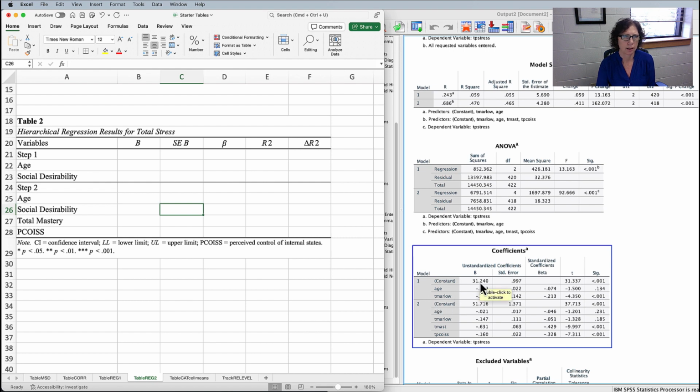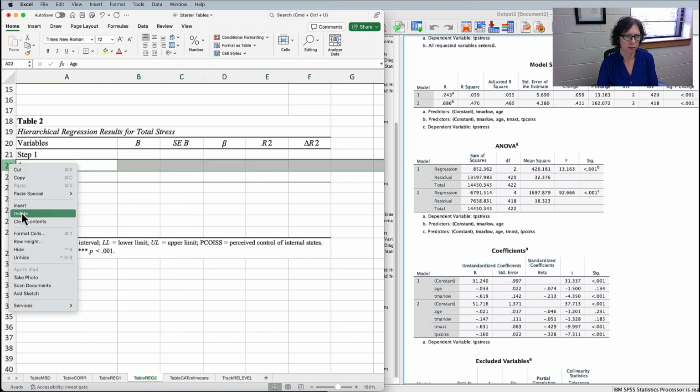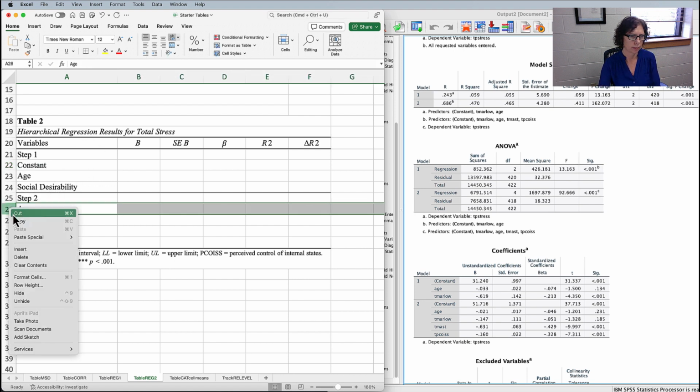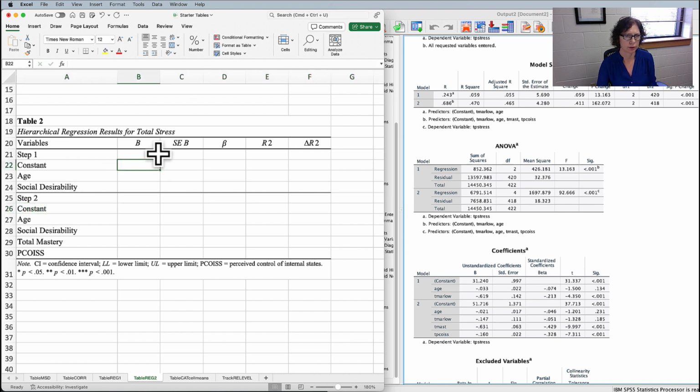I had a constant was 31 to 40. I can even add that in. Let me insert a row. I can put constant. Can do that on here too. And it's also called intercept, so either one is fine. The constant was 3124. So I'm just going to fill in all this. I'll speed it up so you guys can just watch it go.